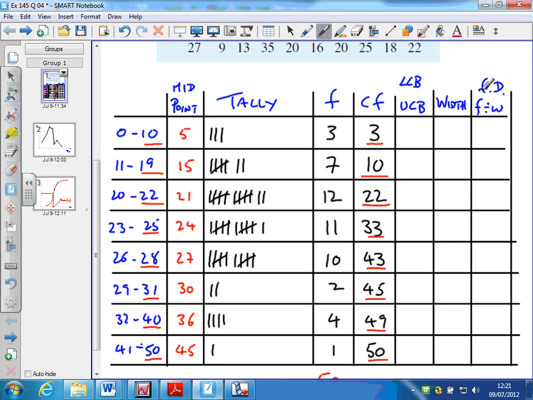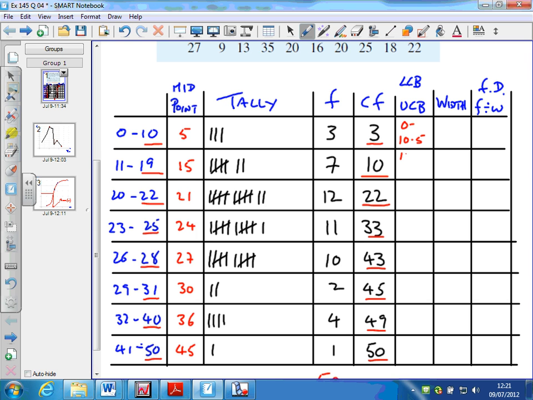Okay, so finally we're going to use this data to plot a histogram. So to get the histogram, I need to know what is the boundary. What's the boundary between this piece of data and this piece of data? 10.5. Between 10 and 11 is 10.5. So the lower class boundary from this group is 0. The upper class boundary is going to be 10.5. So this goes from 0 to 10.5.